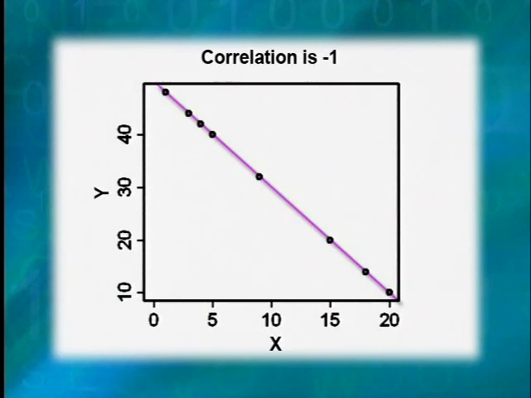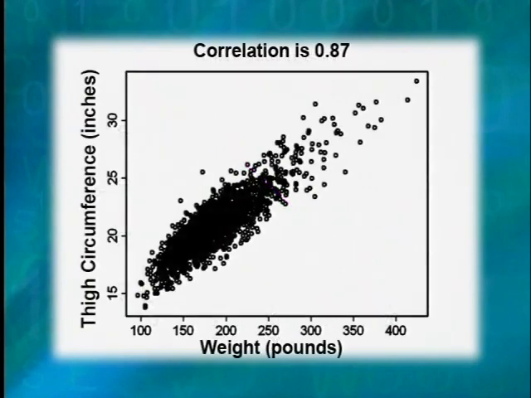And now let's look at some examples where we have a correlation that's between the two. Now here's an example that I found interesting. This example compares, in a population of adult men in the United States, the weight of the men on this axis with their thigh circumference on this axis.